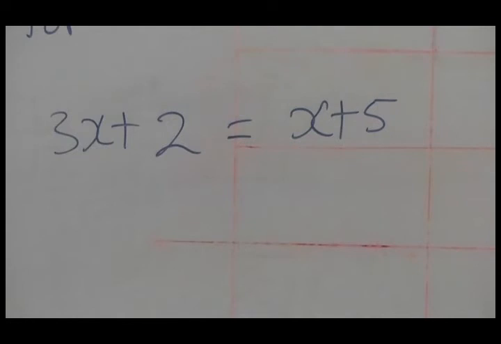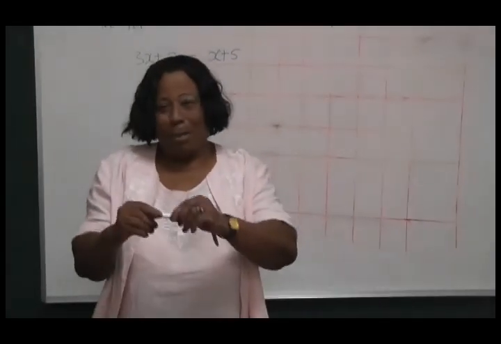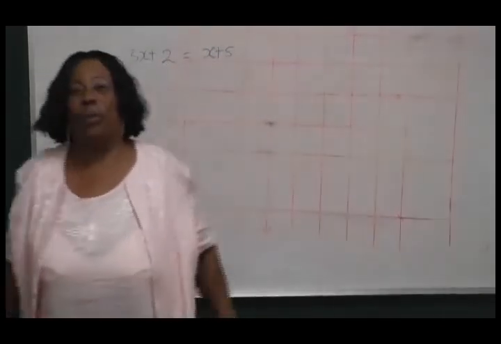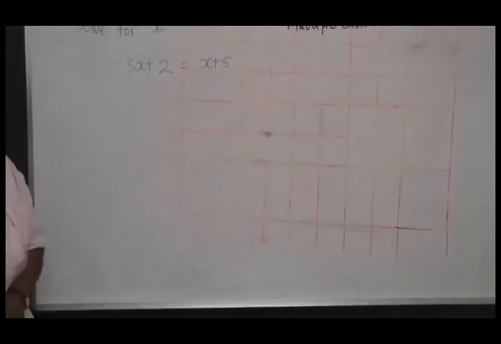Jethro? You have to use closure. Student: Start using closure. I don't know how to use closure. Okay. No closure here because we have two things: variables and numbers. So what do we have to do? We have to put all the X's on one side and all the numbers on the other side.